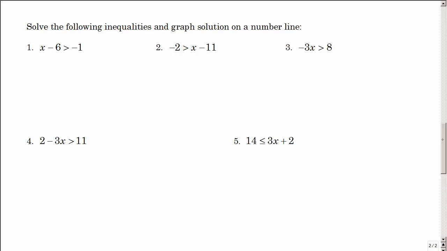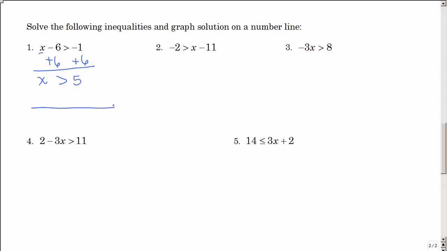All right, so on our previous lessons, we've solved for x. Same thing. I want to get x by itself. I have a minus 6, so I want to add 6 to both sides. I'm not multiplying or dividing, so I'm going to keep that inequality the same way, and I get that.